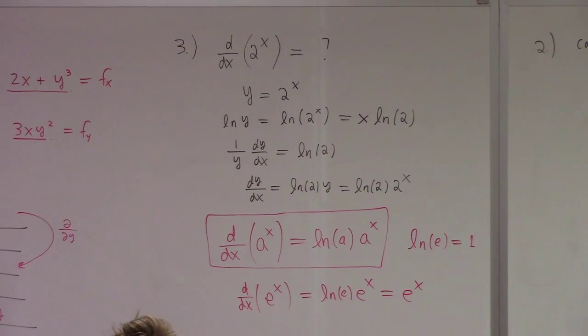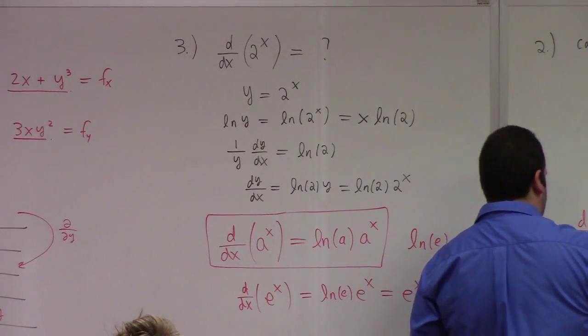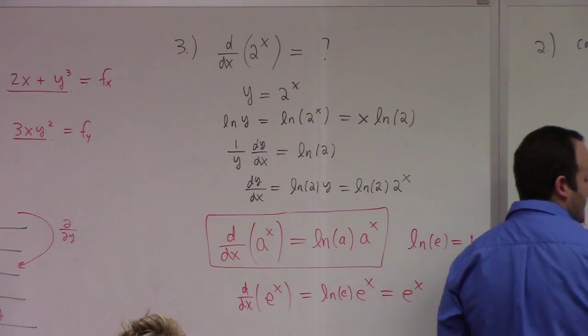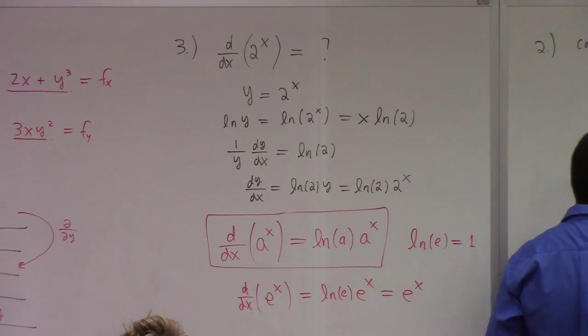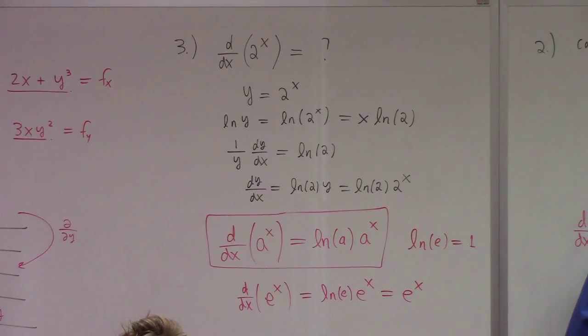Oh, then I have to do the chain rule. So if I have the derivative with respect to x of e to the x squared minus x, for example, then I would have to do e to the x squared minus x times d/dx of x squared minus x, which would be e to the x squared minus x times 2x minus 1, for example.